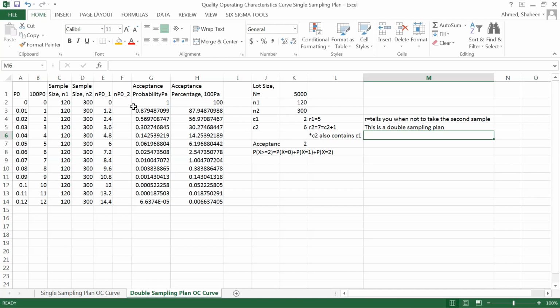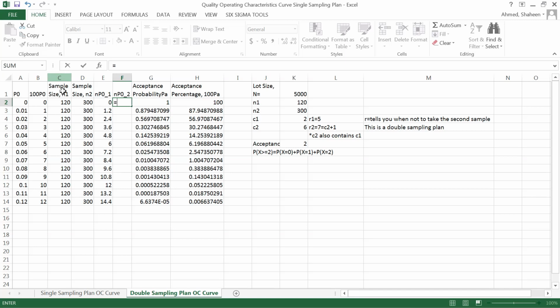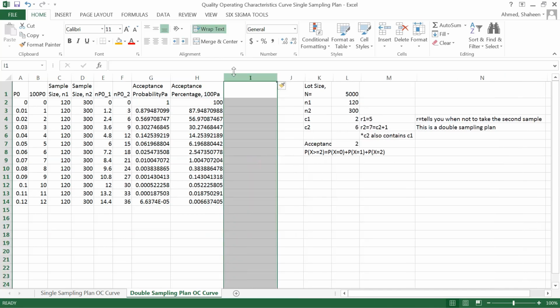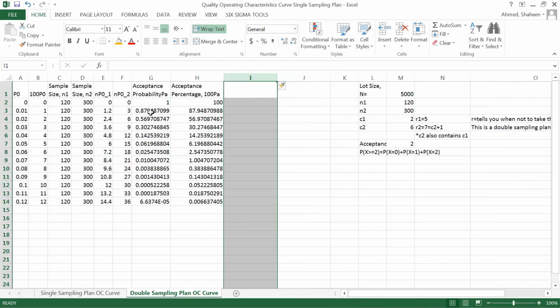Let's go ahead and create all this stuff. We need to create the double sampling plan. So I have this, the average number of defective in this sample. Now let's calculate the average number of defective in sample 2. This is the historic probability or population probability in this lot times the sample size. So that is the mean value of defective if you take a second sample. Now let's create a few more columns.